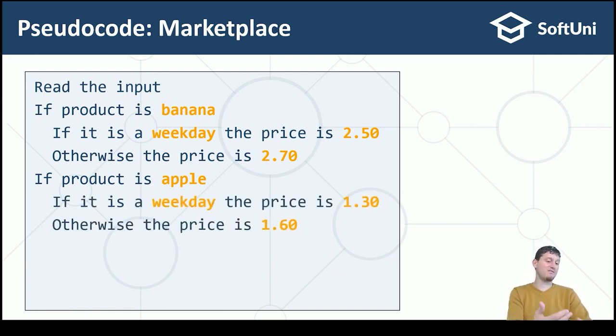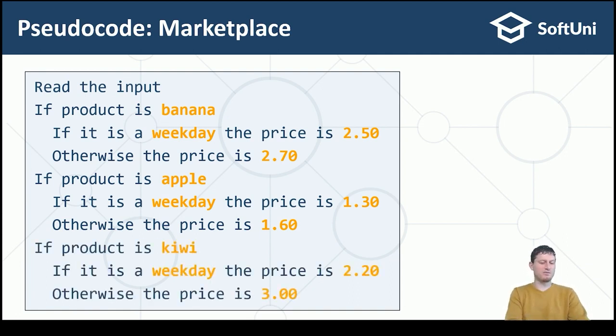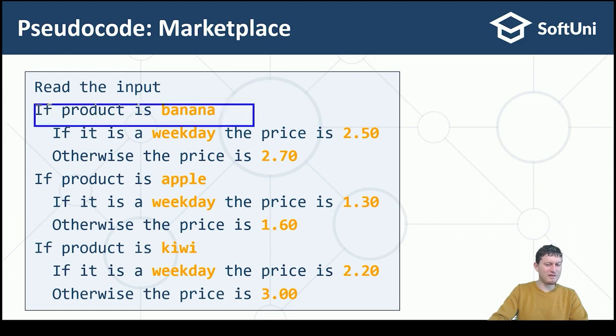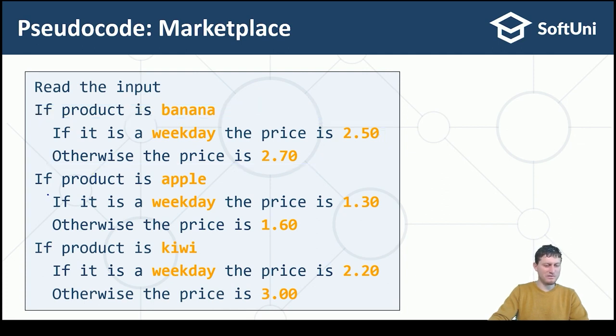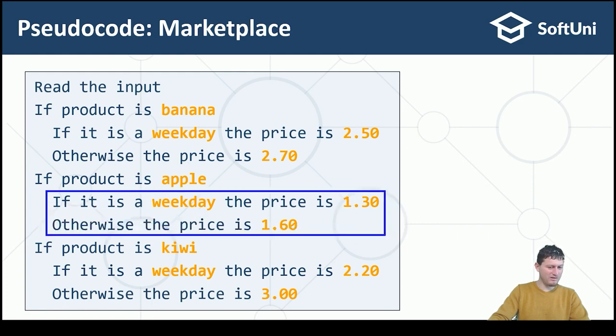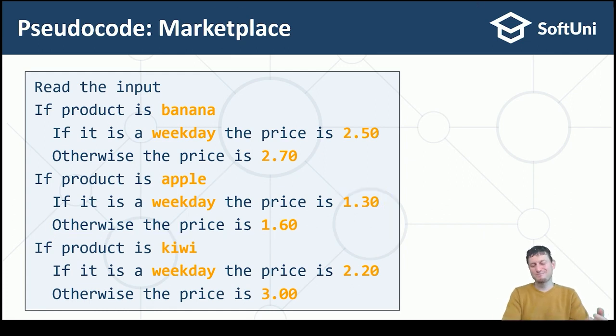And again, if the product is kiwi, we have two cases. If it is a weekday, the price is 2.20. Otherwise, the price is 3.00. So this is pseudo code which explains that sometimes we need nested if statements. This is an if statement, but this is another if statement which happens if the first is true. It's called a nested or inner if statement. This if statement happens only if the first is true. So this is how we can express more complex programming logic.